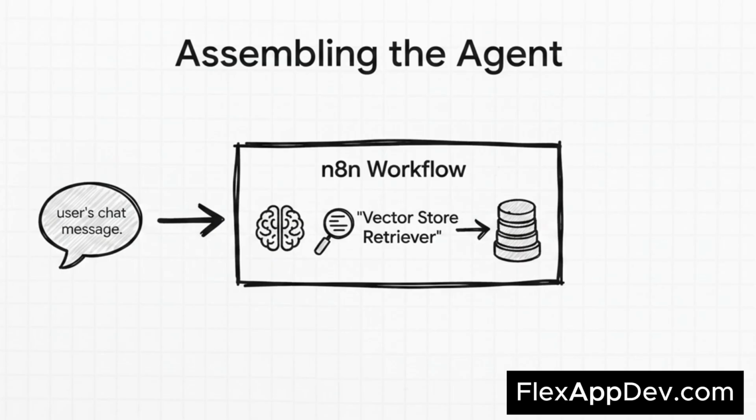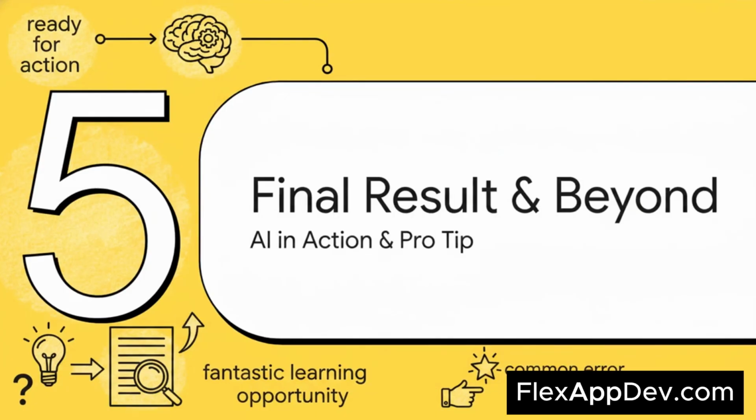The user's message comes in. That message goes to a tool called a vector store retriever, which instantly searches our Qdrant database for the most relevant fingerprints. Then, that useful info, along with your original question, gets handed over to the chat model, which crafts the final answer for you. So, with all the pieces connected, our AI is ready for action.